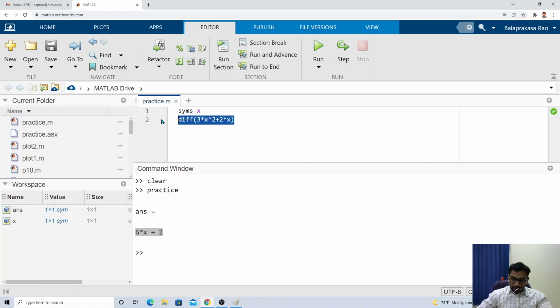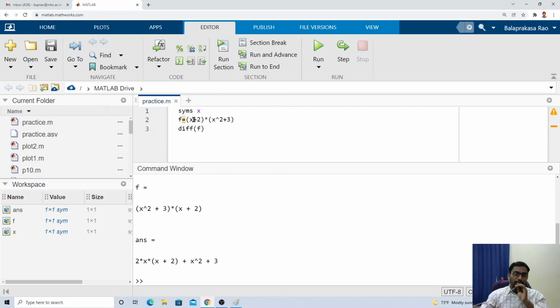So let us define two functions. Let us say f is x plus 2 times x square plus 3. You can find out the differential of this one by passing it to diff. You can run this one. You can cross check, the result will be the same as your differential of a times b. It is a b bar plus b a bar. You can cross check this one, right?